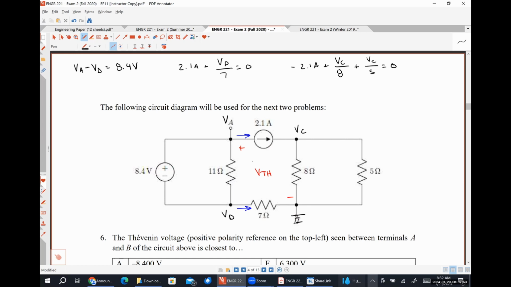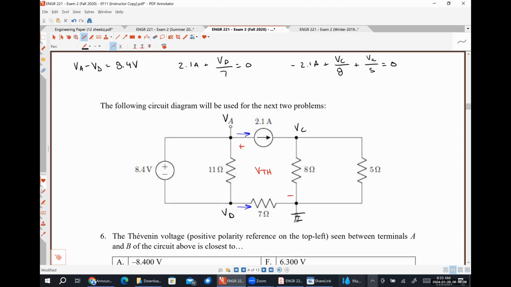Supernodes occur whenever we have a voltage source. Any voltage source, we form a supernode between the two nodes that the voltage source touches. You're thinking about super meshes. Super meshes are only dealing with interior current sources. All right, so that's how we do the Thevenin analysis of this guy.